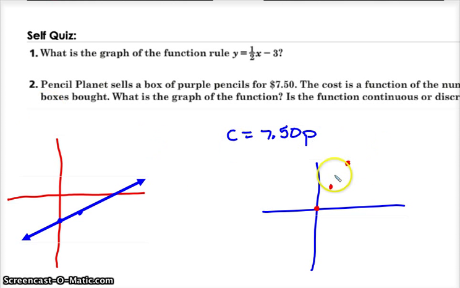Okay, this graph is going to be discrete because I can't buy partial, and I'm also not going to have any negative values because I can't buy negative pencils. So your graph should just be a set of points.